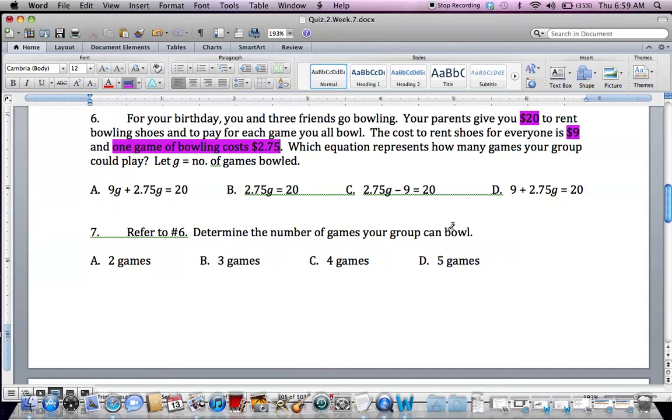Now, when you get to number 7, you're going to refer back to number 6 and determine the number of games your group can bowl. So whatever equation you picked here, you're going to solve it for G, and that's going to tell you how many games your group can bowl. And this is one we did yesterday.